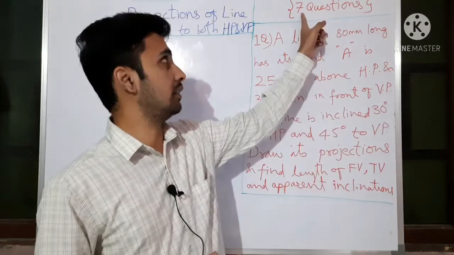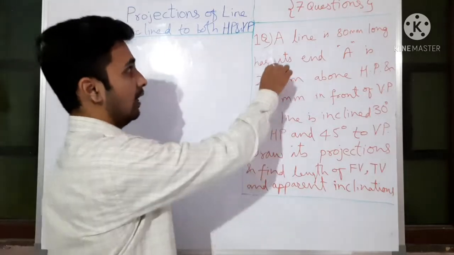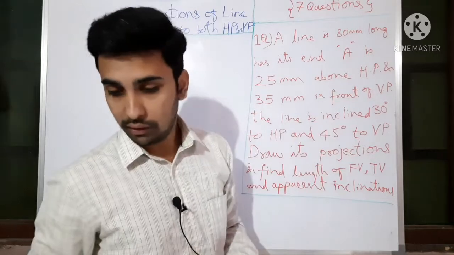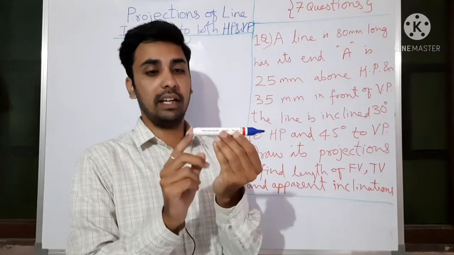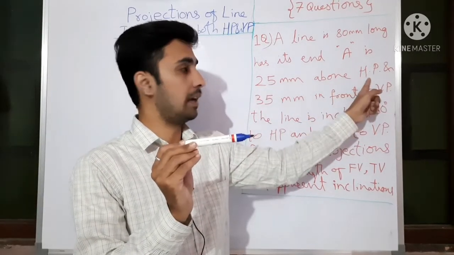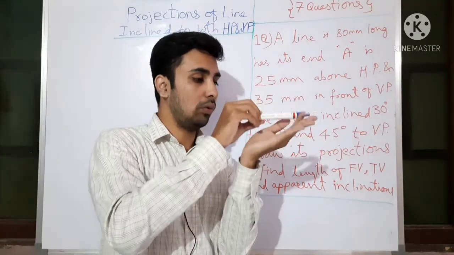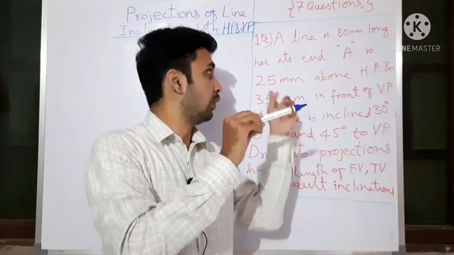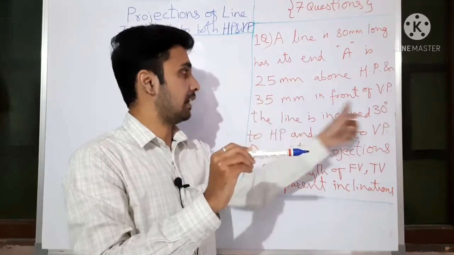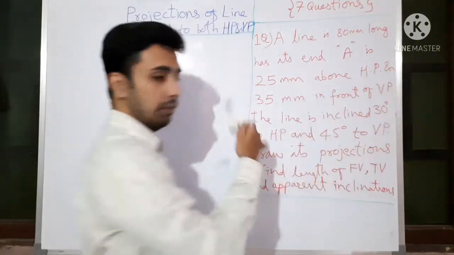First question out of this 7, this is the first one. First one is very easy, simple basic question. Let us see here. A line we have of length 80 mm long, its end A. Assume this is a line, this is end A, this is end B. End A is 25 mm above HP. So this end A with respect to horizontal plane is 25 mm above, and the same end A itself with respect to VP is 35 mm in front of VP. So till here we will try to draw. Later on we will continue the question.